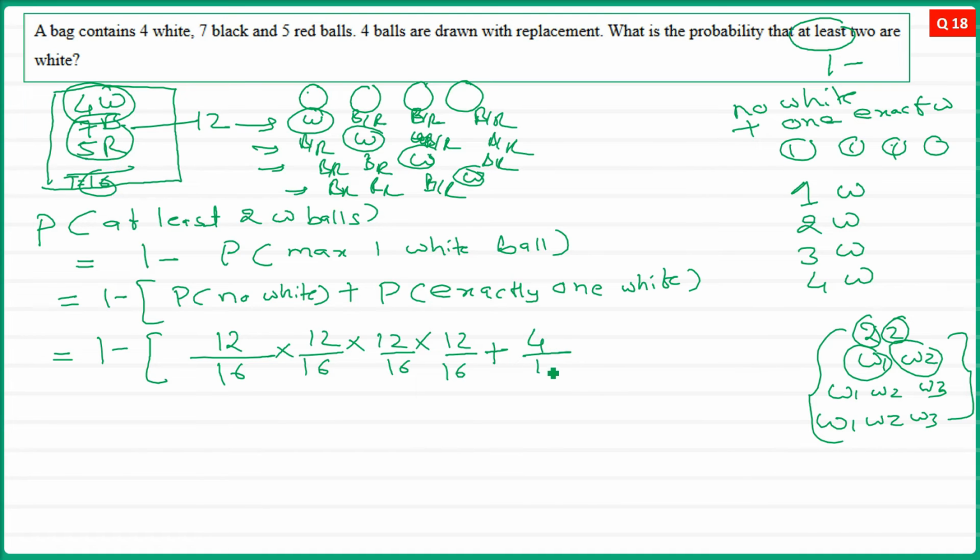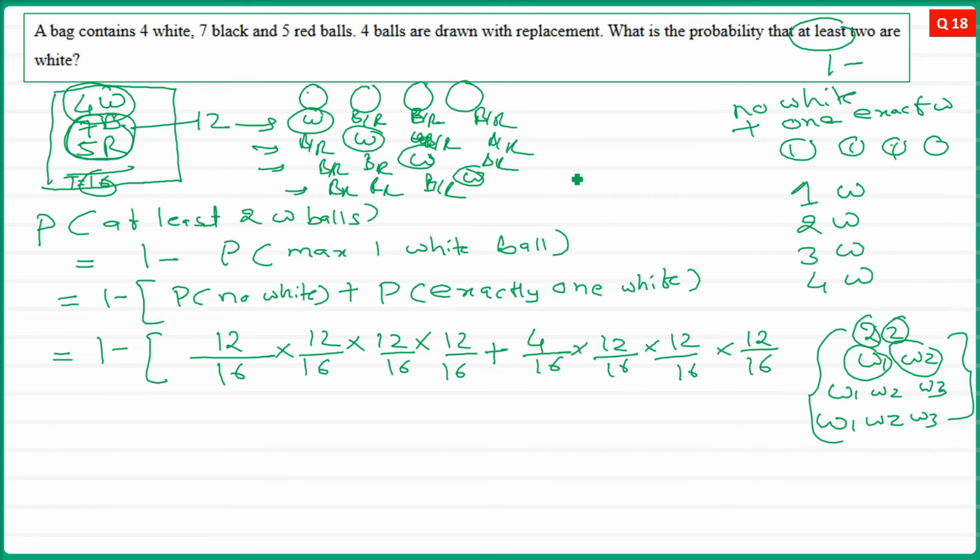4 whites. So total are 16 balls. The probability of getting a white is 4 by 16. Now again replacement is going on, so 16 I am writing in the denominator. Now all the other 3 which are coming from either black or red balls, and in all there are 12 red and black balls. Black and red, how many are there? 12. It's 12 by 16, 12 by 16, 12 by 16 because replacement is happening.